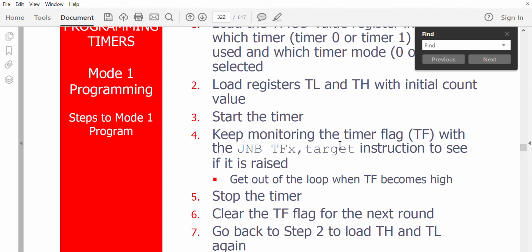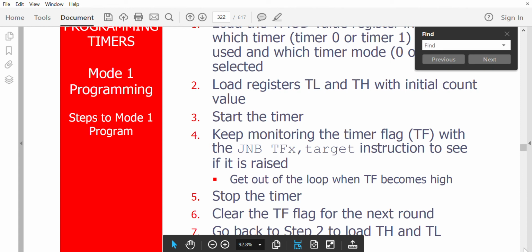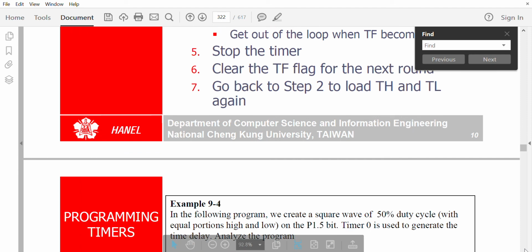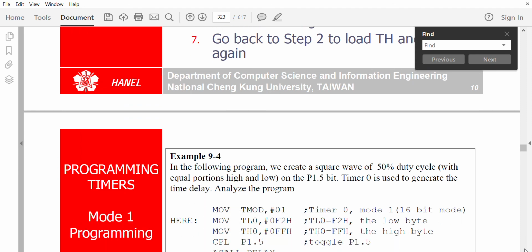The loop is executed continuously until TF becomes equal to 1. When is TF becoming equal to 1? When the timer counts from FFFF to 0000. So get out of the loop when TF is equal to 1. Stop the timer. Clear the TF flag for the next round and go back to step 2, that is, reload with the actual value. So that is how you create a delay.